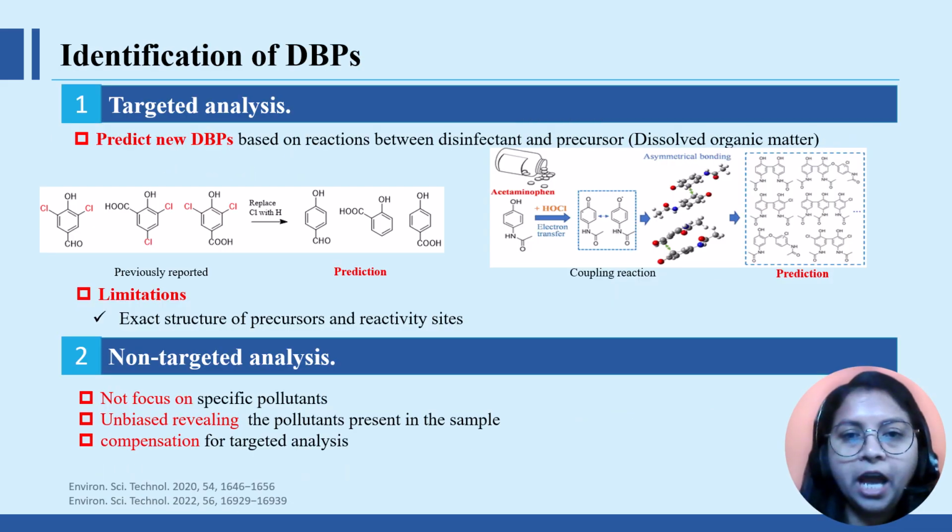We use two types of analysis. Firstly, we'll talk about targeted analysis. This helps to predict DBPs based on known reactions between disinfectants and dissolved organic matter. It helps to pinpoint exact structures and reactivity sites. Second is non-targeted analysis, an unbiased approach that helps to look for any and all pollutants present in the sample. This helps uncover previously unknown DBPs.